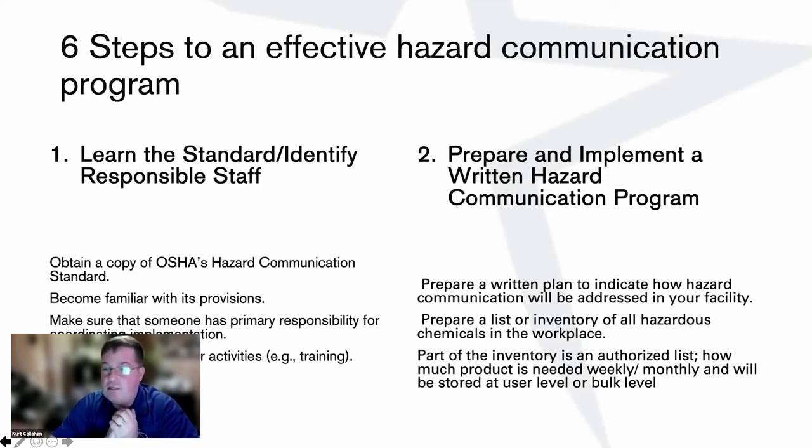Part of the inventory list becomes the authorized list. How much of the product is needed weekly, monthly? How much will you store in the bulk storage room versus the little yellow cabinets out on the mechanics floors? How much you need weekly, monthly, annually becomes a great cost saver. Instead of buying 16 cases of WD-40, you can limit it to one case a month, because that's really all we use. And we really don't want to keep storing those 16 cases, because it ends up having a 3% loss rate or 10% loss rate.